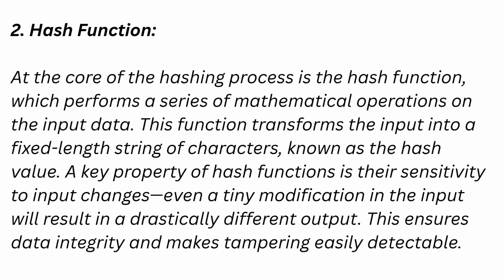2. Hash function. At the core of the hashing process is the hash function, which performs a series of mathematical operations on the input data. This function transforms the input into a fixed-length string of characters, known as the hash value. A key property of hash functions is their sensitivity to input changes. Even a tiny modification in the input will result in a drastically different output. This ensures data integrity and makes tampering easily detectable.